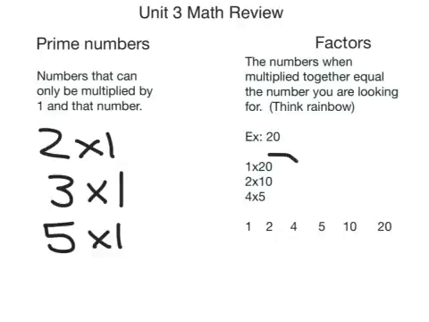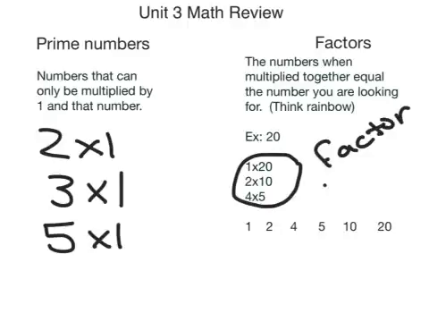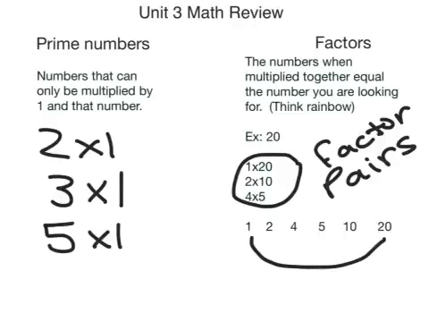So these right here are called factor pairs. And factor pairs are what you're going to have to know for the test. So again, I said think of a rainbow, because we can do 1 and 20, and that gives me the same as 20. 2 and 10, which is the same as 20, and 4 and 5 is the same as 20. So all of these numbers are factor pairs.